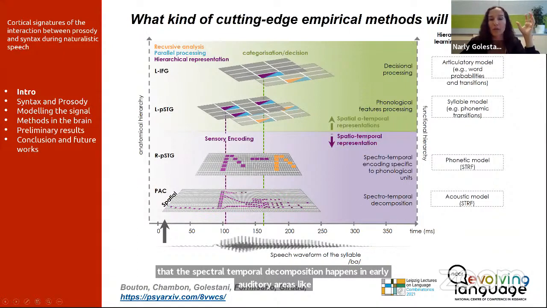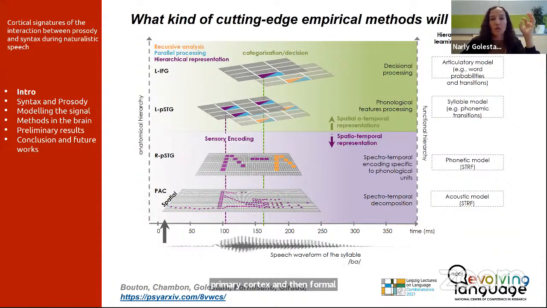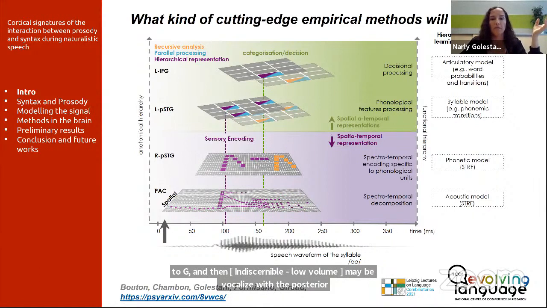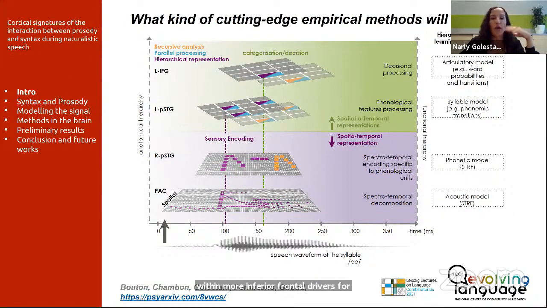the spectral temporal encoding specific to phonological units is localized more bilaterally within posterior STG, superior temporal gyrus, and then phonological feature processing may be more localized to the posterior STG in the left hemisphere, and finally decisional processes may be taking place within more inferior frontal gyrus, for example, left inferior frontal gyrus. And along this processing hierarchy, information is encoded through hierarchical, parallel and recursive processes.